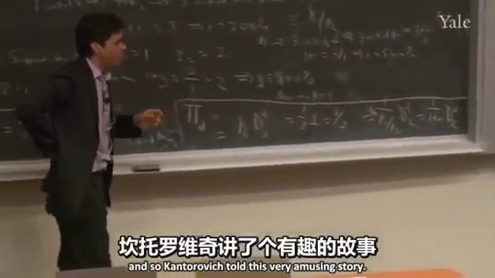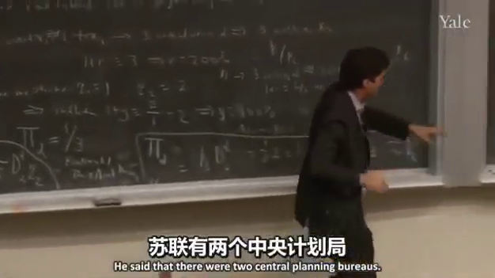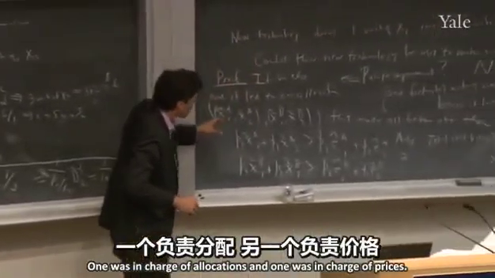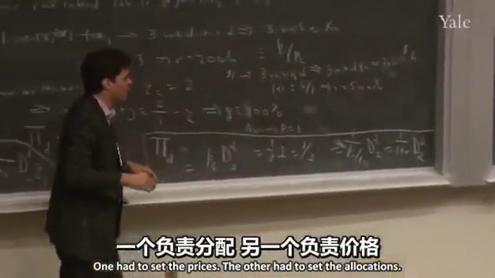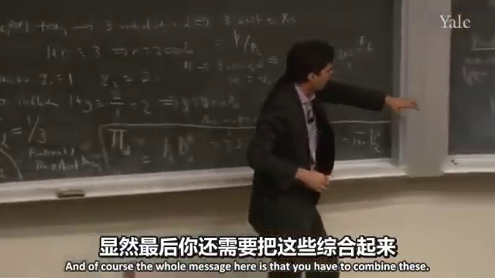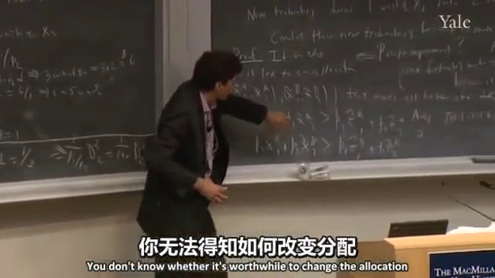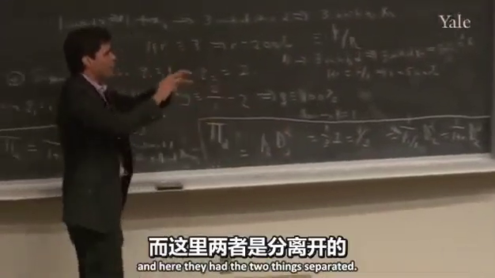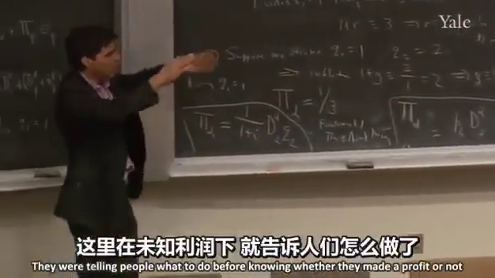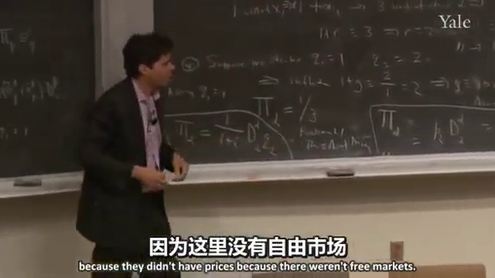And so Kantorovich told this very amusing story. He said that there were two central planning bureaus. One was in charge of allocations and one was in charge of prices. One had to set the prices, the other had to set the allocations. And of course the whole message here is that you have to combine these. You don't know whether it's worthwhile to change the allocation until you know whether the new technology is going to make a profit or not. And here they had the two things separated. They were telling people what to do before knowing whether they made a profit or not, because they didn't have prices, because there weren't free markets.